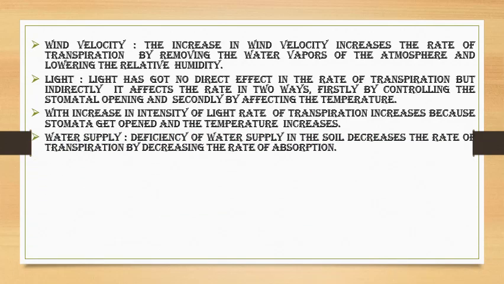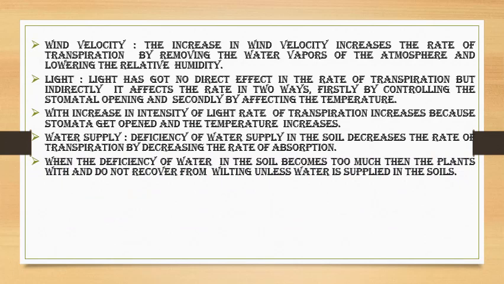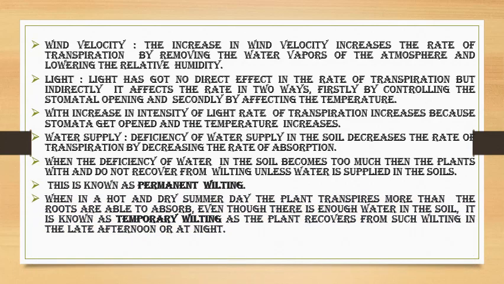Water supply. Deficiency of water supply in the soil decreases the rate of transpiration by decreasing the rate of absorption. When the deficiency of water in the soil becomes too much, then the plants wilt and do not recover from wilting unless water is supplied in the soil. This is known as permanent wilting.